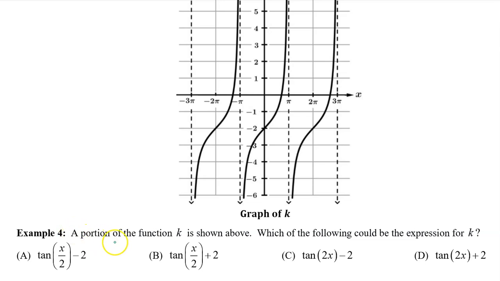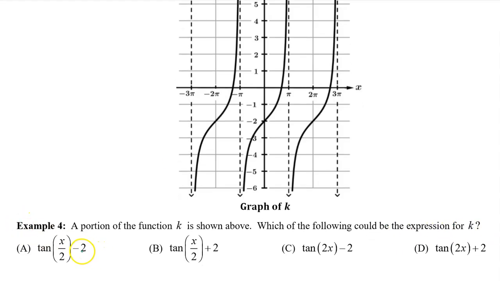Example 4. A portion of the function k is shown above. Which of the following could be an expression for k? I'm noticing that 2 of the answers have a d value of -2, while the other 2 have a d value of +2. Given those two options, it's easy to see that the curves change concavity at -2, so we can eliminate options B and D.